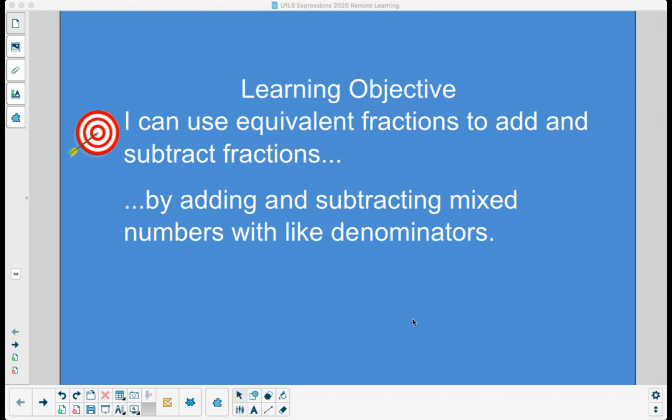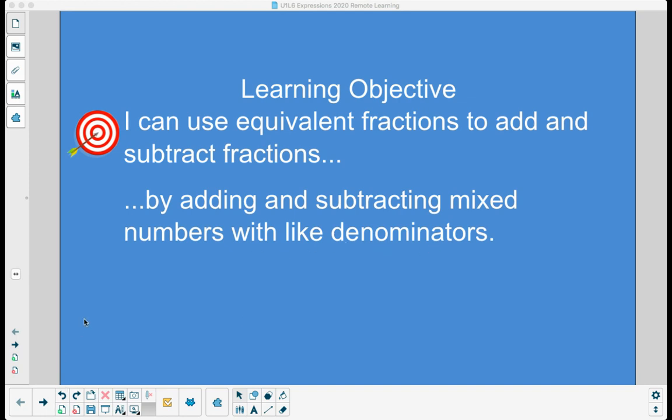Today, I'm going to use notebook software to demonstrate adding and subtracting mixed numbers. I can use equivalent fractions to add and subtract fractions by adding and subtracting mixed numbers with like denominators.